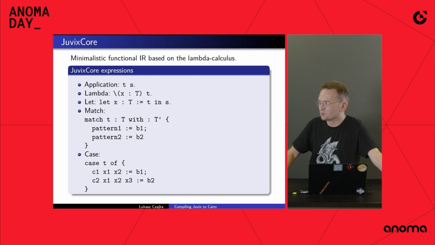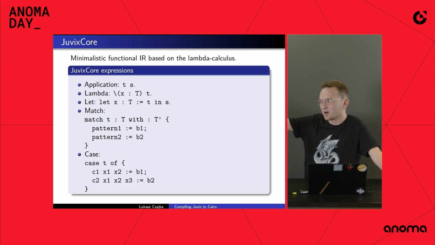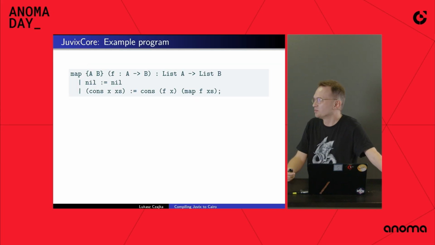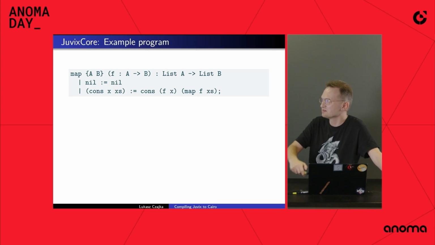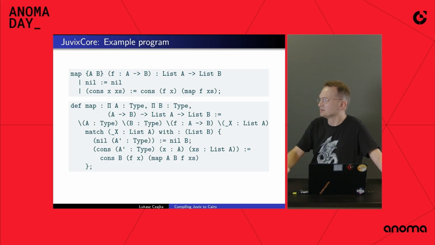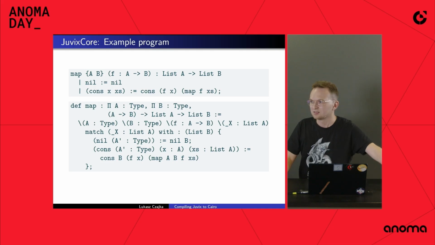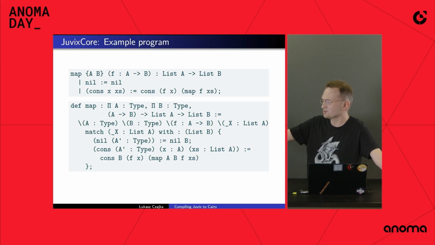And as you might guess, one of the transformations on this intermediate representation is to compile those matches with complex patterns to case expressions. So, an example Juvix core program. For this map function, after type checking and desugaring syntax, you end up with an initial Juvix core representation that looks like this. Here everything is explicit. The type parameter for the inductive type of lists is explicit here. Here those type arguments are explicit, and so on. So after desugaring Juvix to Juvix core, you end up with something like this.